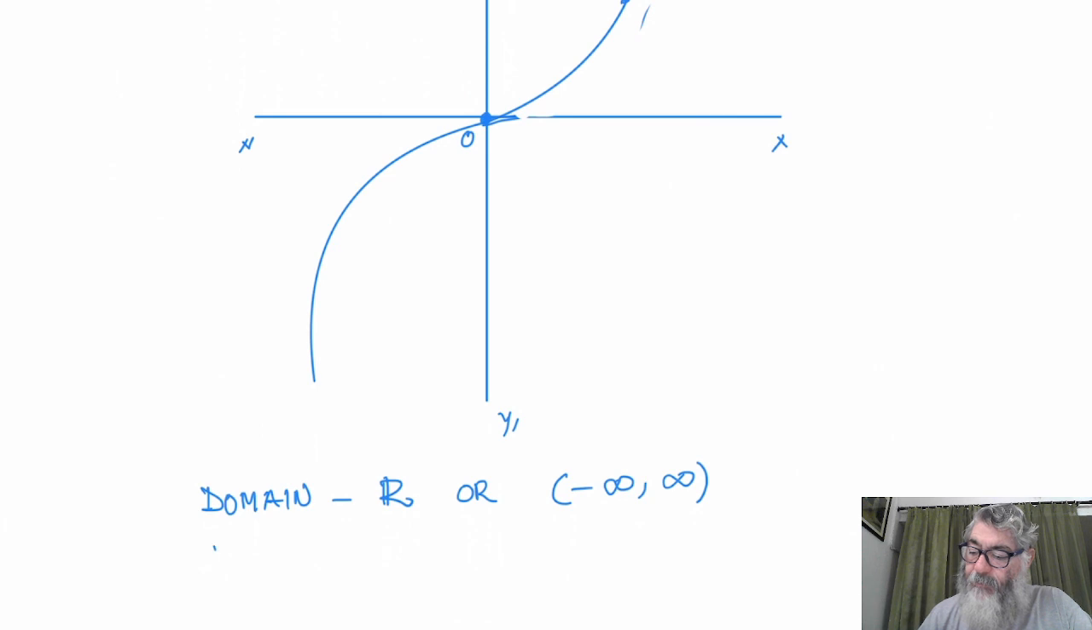Similarly, what is range? Range is also R, because if you drop a perpendicular from any point on the graph on the y-axis, you will get a corresponding value of y. Corresponding to x, you will get a corresponding value of y. So it is also the set of real numbers, or it is also written as minus infinity to plus infinity.